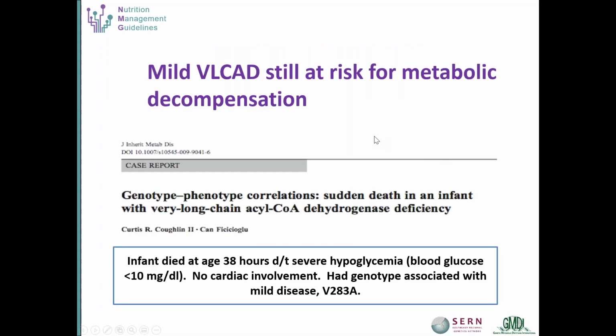Another thing that we're emphasizing is even if you have an individual with mild VLCAD, they're still at risk for metabolic decompensation. So this is just a paper of an infant who died at 38 hours in a metabolic crisis without cardiac involvement. His genotype was associated with mild disease. So even if an individual is classified as a mild phenotype, they still are at risk for decompensation and should be given an emergency protocol.